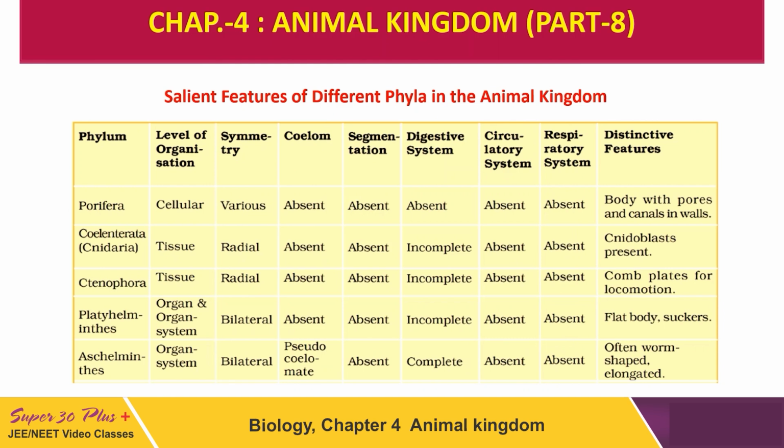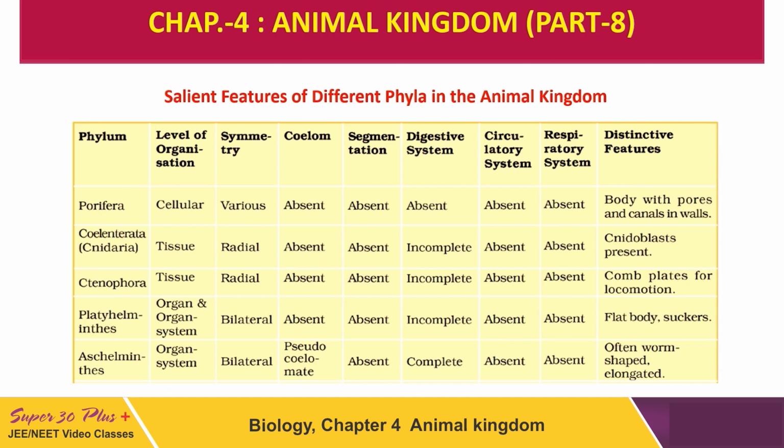For example, which one is having cellular organization of body, tissue grade of body organization, organ and organ system of body organization. How many phyla have organ system of organization? How many phyla have incomplete digestive system, and how many have complete? Which one is having pseudocoelom? So we will have a bird's eye view of all the phyla, a very good comparative chart. We have to compare these.